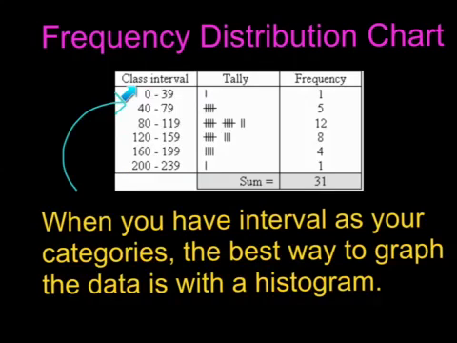You'll have your intervals going in the first column. Then you'll record your tally marks. Every time you see a number that happens to fit that category, you just put a tally. And frequency at the end just means count up all your tally marks. If you have 5 tally marks, the frequency is 5.